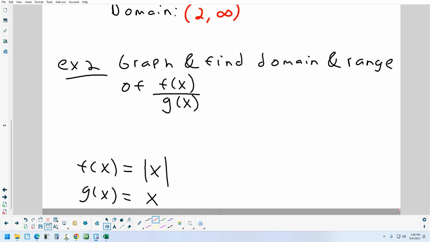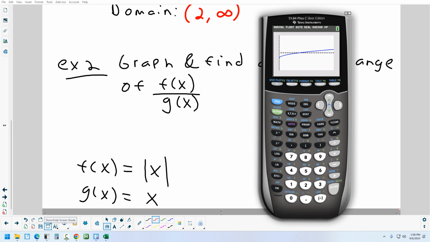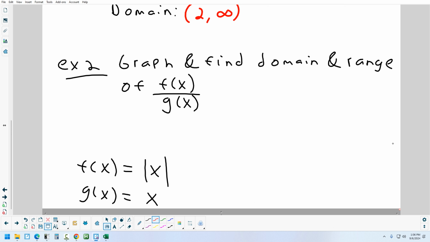All right, here's another one. This time it says to graph and then find the domain and the range. What does it tell me to use for f of x? Absolute value of x. So that goes in the top. What does it tell me to use for g of x?